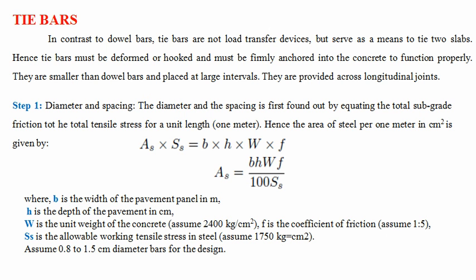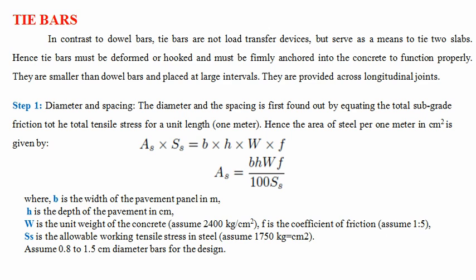Next is the tie bar. In contrast to the dowel bar, the tie bars are not used as load transfer devices, but they serve as a means to tie the two slabs together. Hence, these tie bars must be deformed or hooked and must be firmly anchored to the concrete to function properly. The tie bars are smaller than the dowel bars, and they are placed at larger intervals as compared to the dowel bars. They are provided across the longitudinal joints.